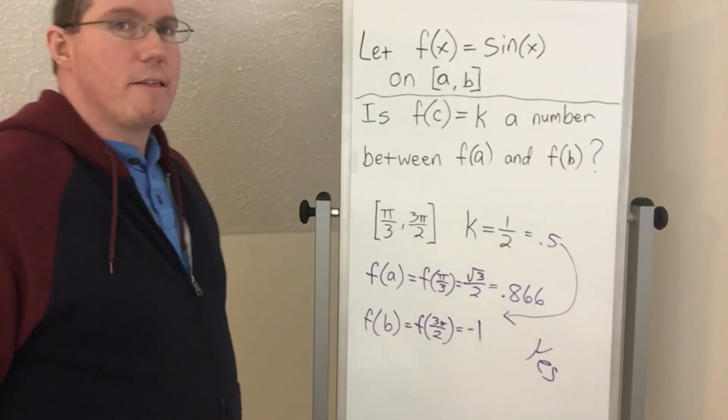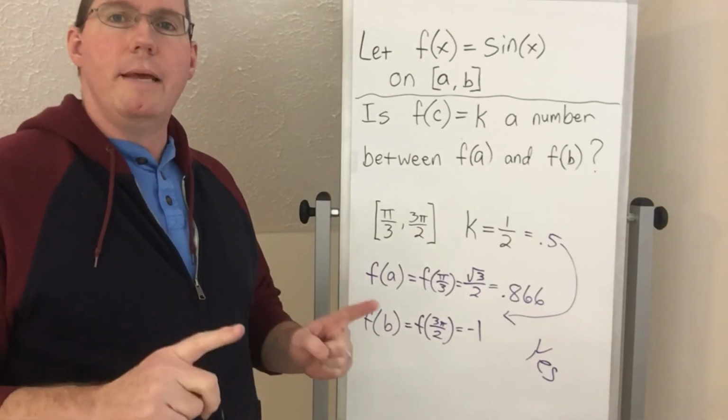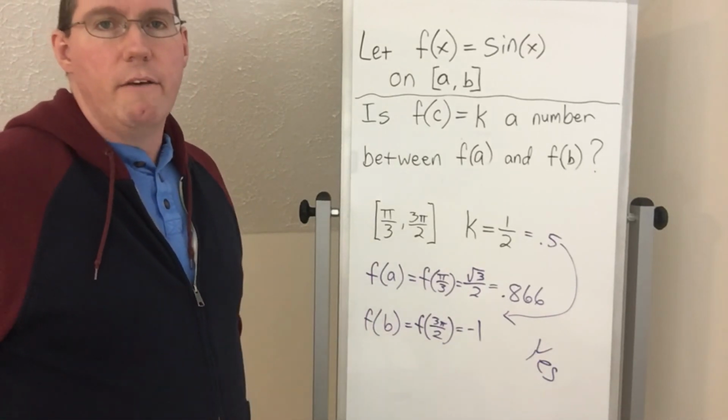And so that's the basic idea. This is our first step. We're taking baby steps. This is our first step in being able to understand the intermediate value theorem.